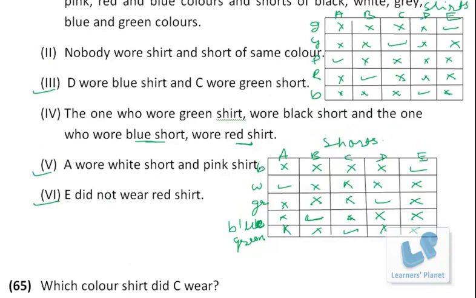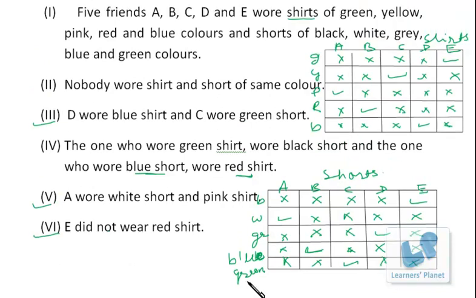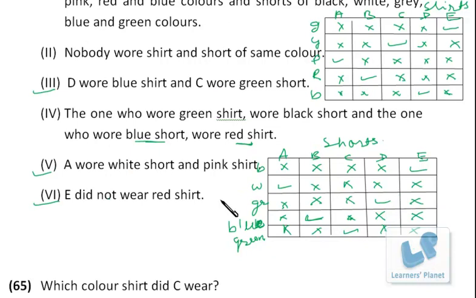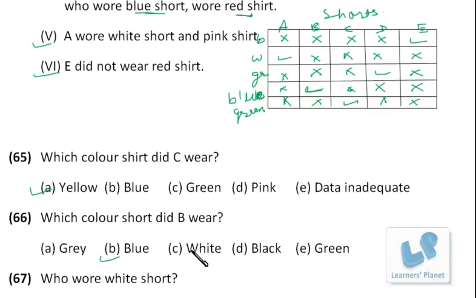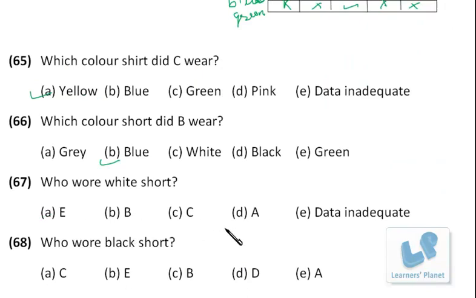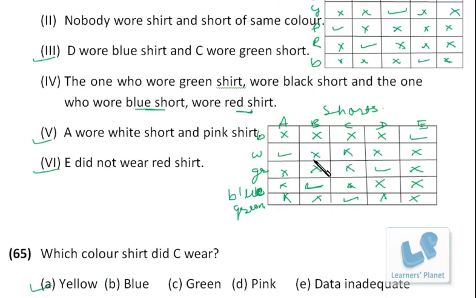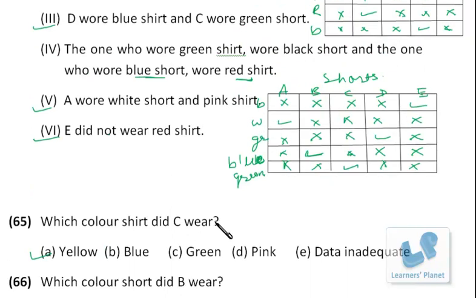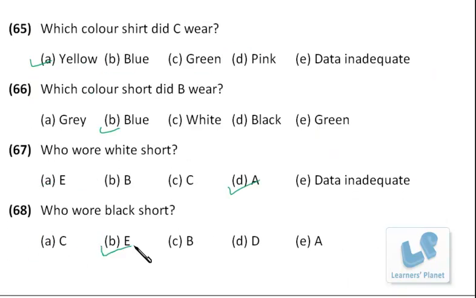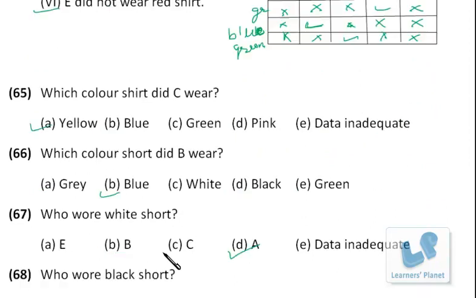Then who wore white shirt? White. So white shirt is by A. And who wore black shirt? Black shirt is by E. Okay, so we did all the 4 questions.